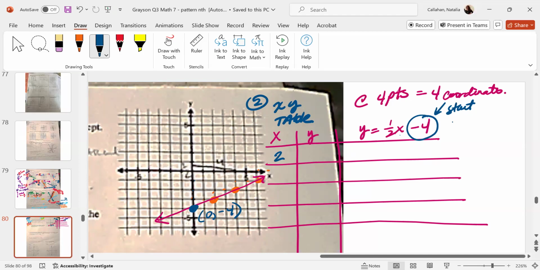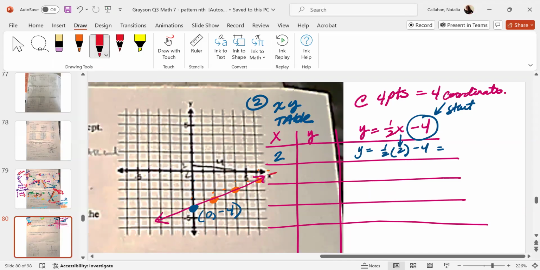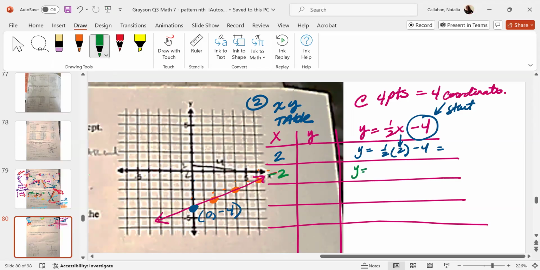Do you see that? Y equals 1 over 2 times 2, that's where the x is, minus 4. What is that going to give you? Do the math. And also, what's another good point to pick? You could pick a negative number as well. You want to do -2? So y equals 1/2 times -2 minus 4. So what is that going to be?